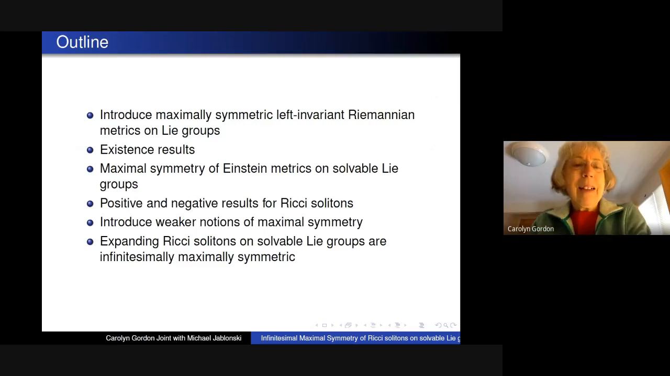nice properties. So the outline: I'll introduce maximally symmetric left invariant Riemannian metrics on Lie groups, talk a little bit about existence, and mention, as history, the maximal symmetry of Einstein metrics on solvable Lie groups. And then we'll talk about positive and negative results concerning maximal symmetry for Ricci solitons. And then because of the negative results, we'll introduce a weaker notion of maximal symmetry and show that expanding Ricci solitons are infinitesimally maximally symmetric. So, of course, all these things will be defined.